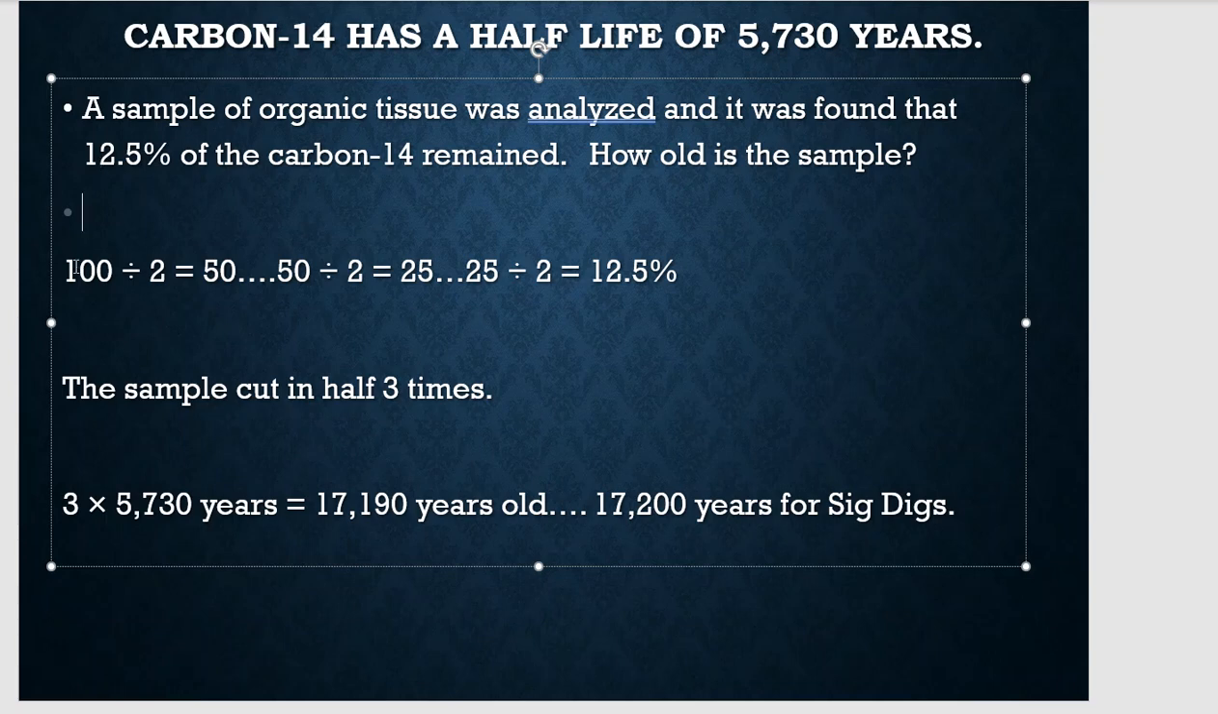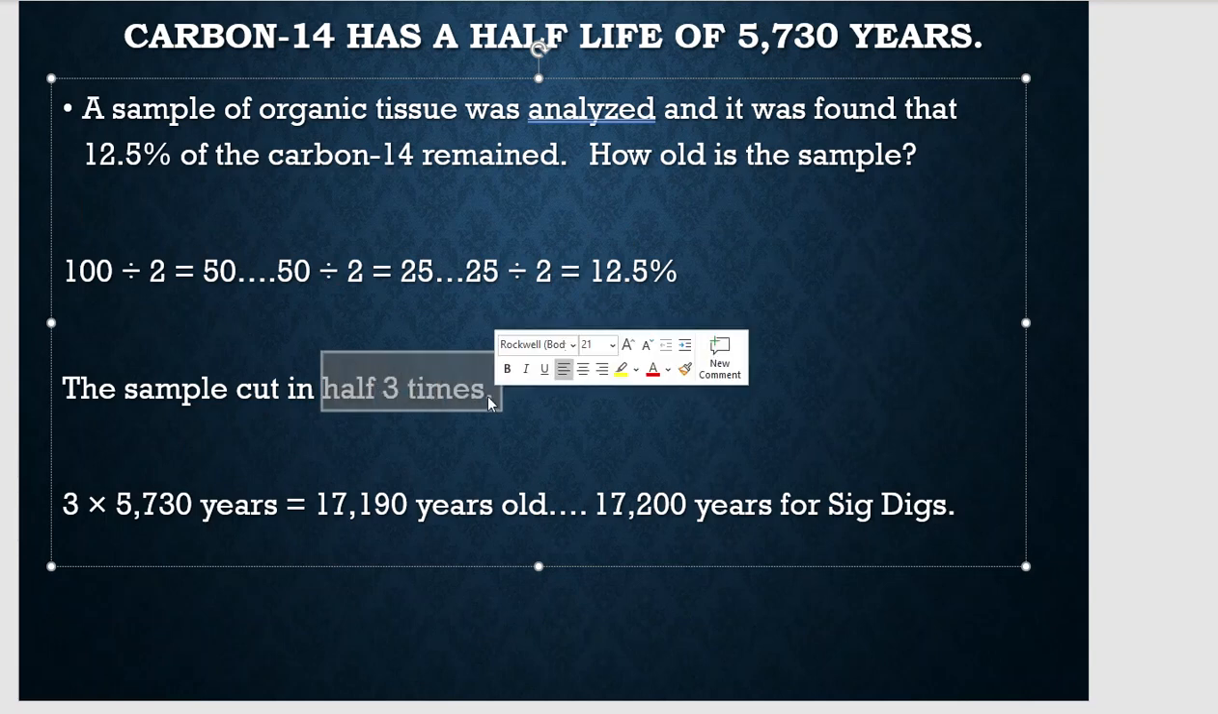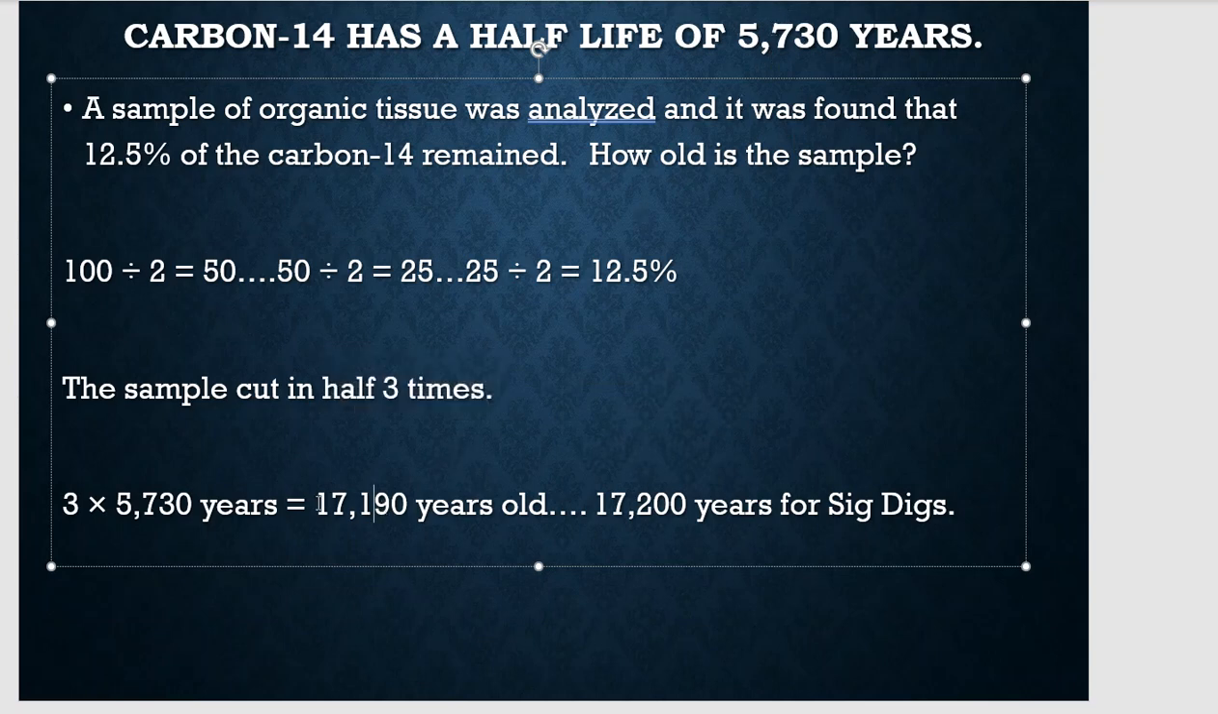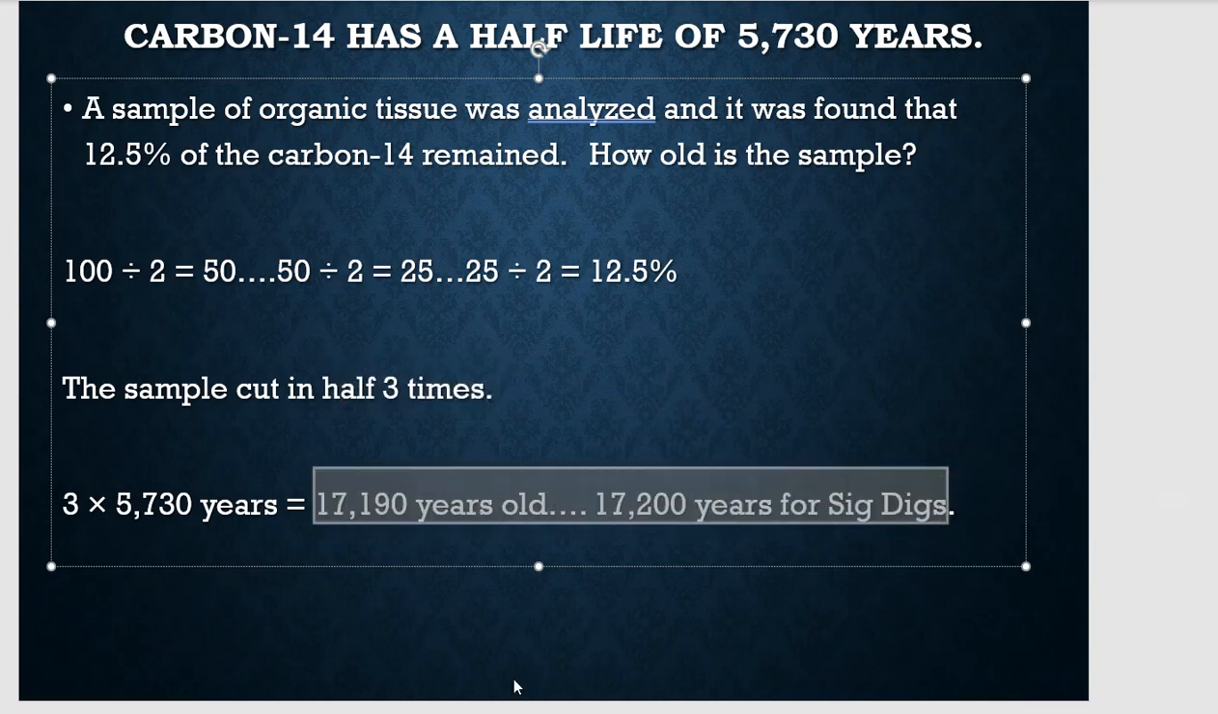Well, if you start with 100%, divide it by 2 is 50, divide that by 2 is 25, divide that by 2 is 12.5. So how many times did the sample cut in half? It cut in half 3 times. So that means 3 half-lives have occurred. And if 1 half-life is worth 5,730 years, all you have to do is multiply that by 3, and that is approximately how old our sample is.